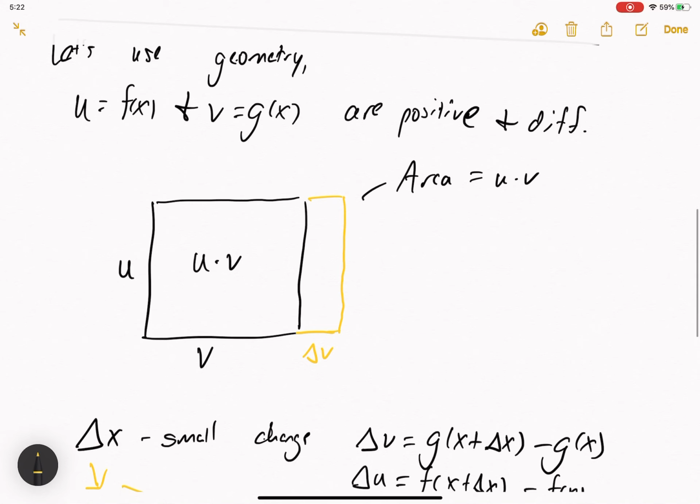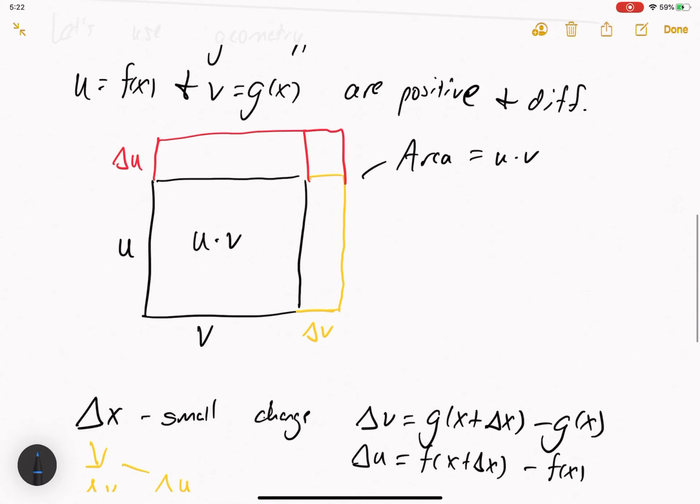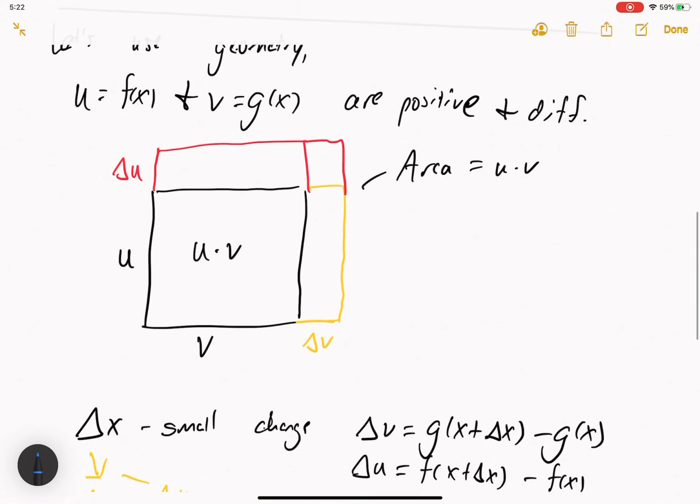Actually, I'll write in the areas afterwards. And likewise for u, we're going to have an increase in the height, delta u. And then again, we have this little rectangle right here. Now we have a new rectangle with a changed area. We added a bit of change in x, and that increased the length of the side. So this new area is delta u times v. This is delta u times delta v, and this will be delta v times u.